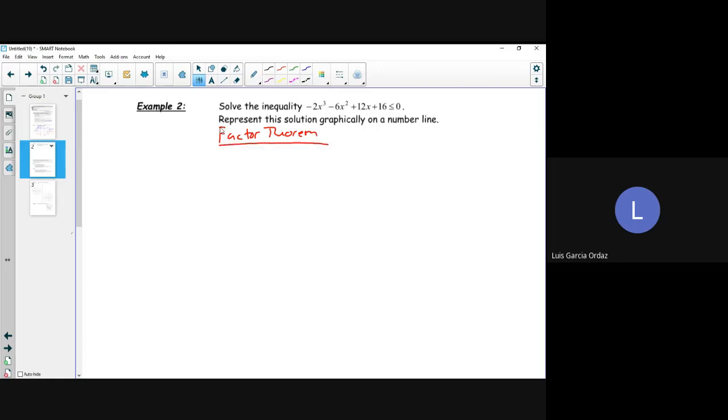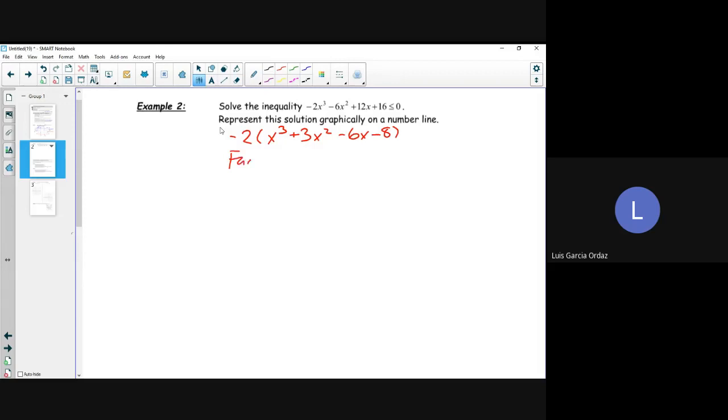So we need factors of p. So what are the factors of 16? Don't you take out the negative 2? Yes, thank you. So we can factor out the negative 2 first. So let's factor out the negative 2. We're left with x cubed plus 3x squared minus 6x minus 8.